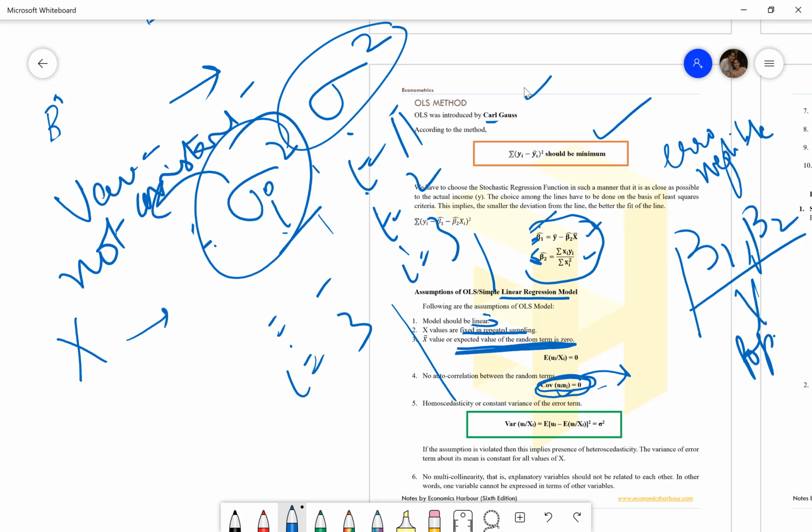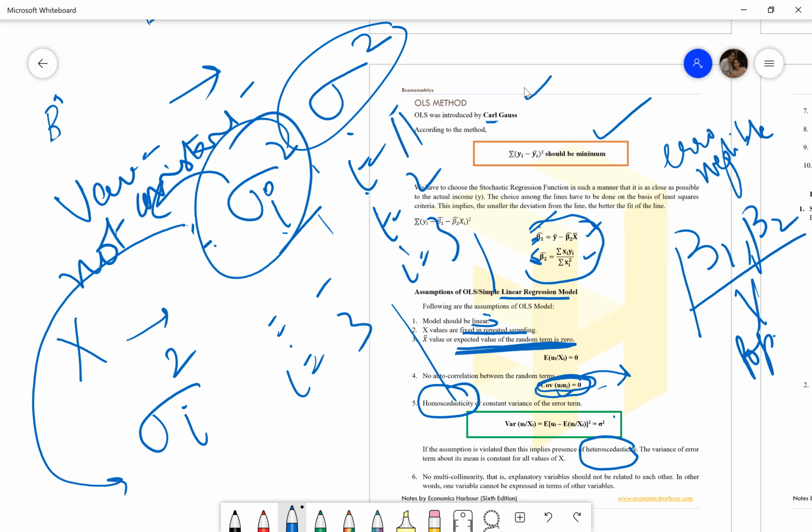So whenever the variance is not constant, whenever the variance is changing with respect to i, we say that there is heteroscedasticity. But in the OLS method, we assume homoscedasticity, saying that our variance is constant in nature.